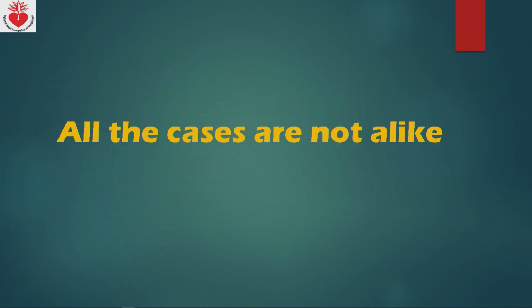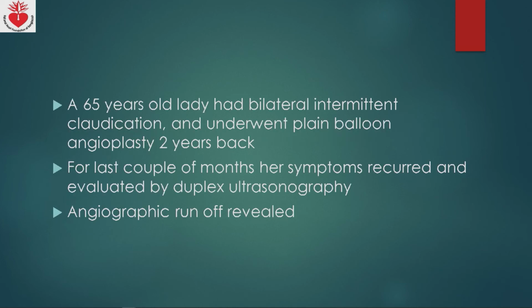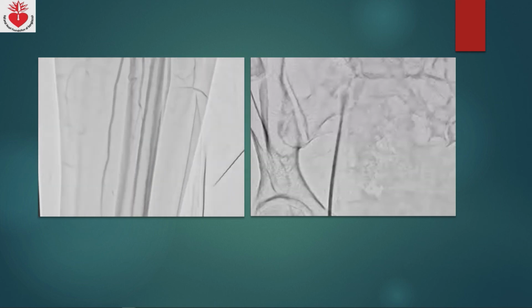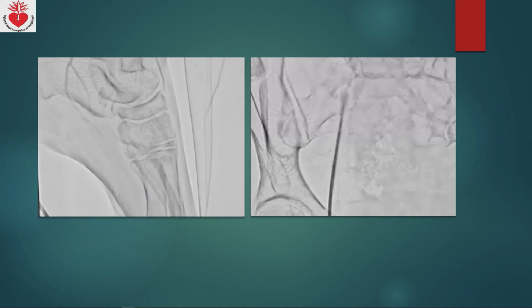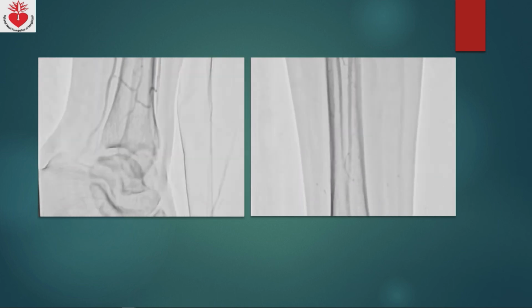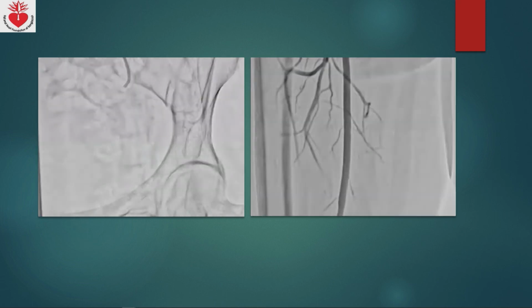So all the cases are not alike. In this case, a 65-year-old lady had bilateral intermittent claudication and underwent plain balloon angioplasty 2 years back in another hospital. For the last couple of months her symptoms recurred, and she was evaluated by duplex ultrasonography. Angiographic runoff revealed this, that is, a spontaneous dissection-like phenomenon in the popliteal zone.